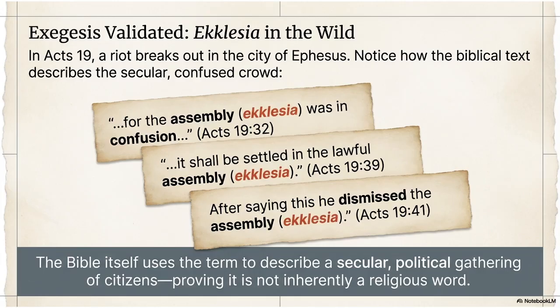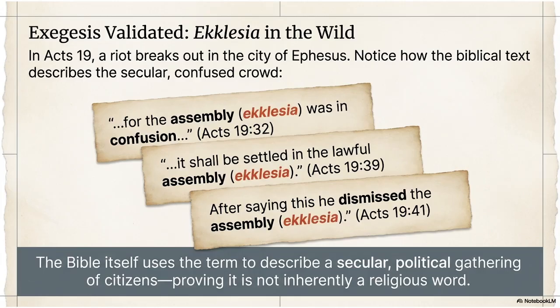So in Acts 19, there is an angry, confused, violent riot in the city of Ephesus. Thousands of people rush into the theater screaming over each other. Pure chaos. Pure mob rule. Exactly. And the ancient text repeatedly calls this furious, secular, rioting mob the Ekklesia. Wait, the exact same word we translate as church today is used to describe a violent street riot. Yes, because they had rushed into the theater, the normal place for the civic assembly, the text literally says the Ekklesia was in confusion.